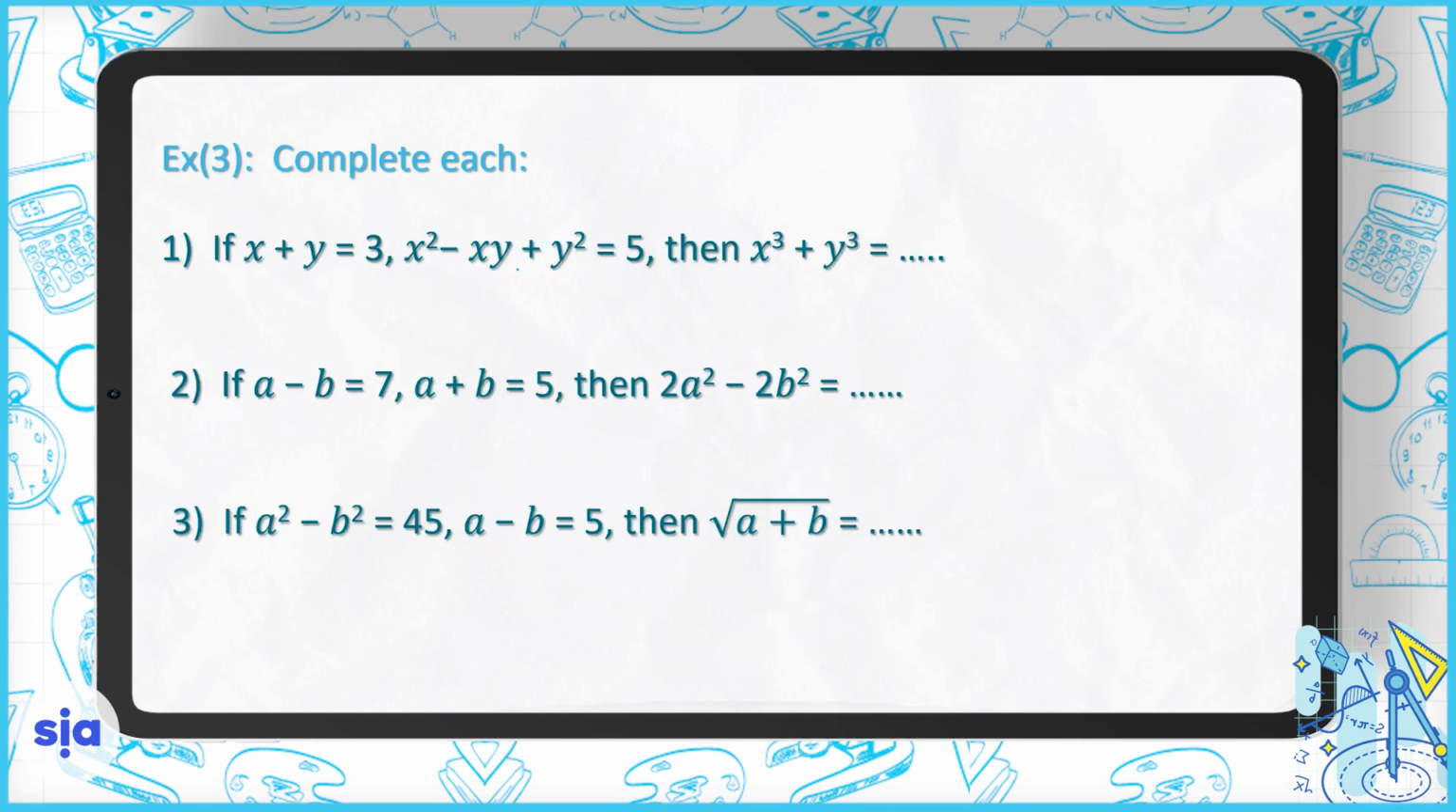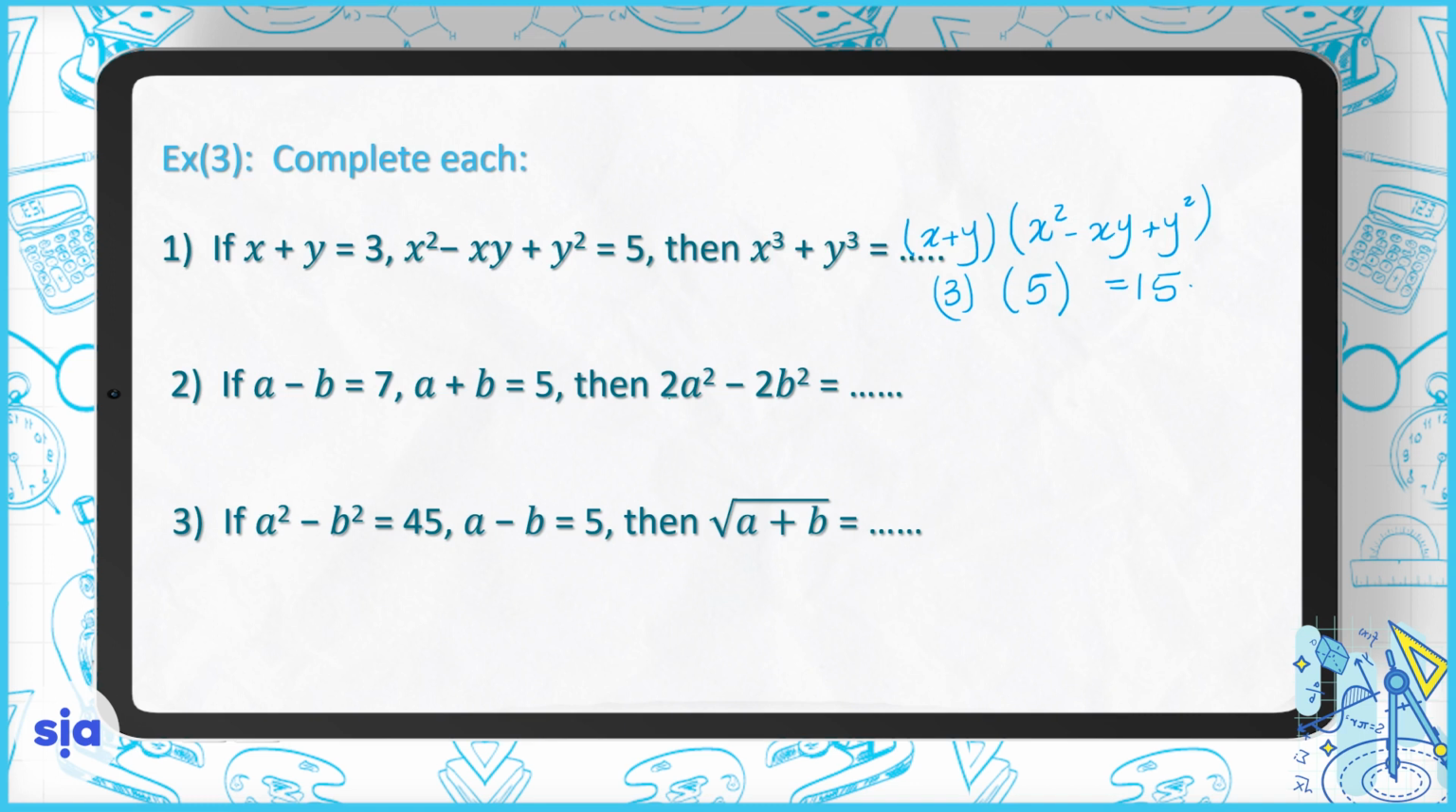Exercise number 3 is to complete each of the following. We know that the factorization of x power 3 plus y power 3 is x plus y multiplied by x squared minus xy plus y squared. If x plus y is given as 3 and this expression is given as 5, then the result will be 15. Question 2. A minus b equals 7 and a plus b equals 5.